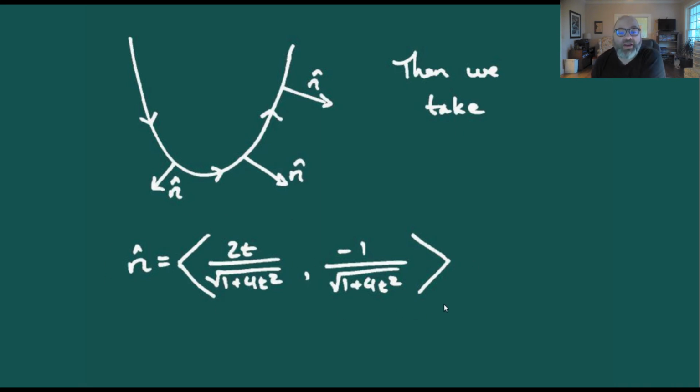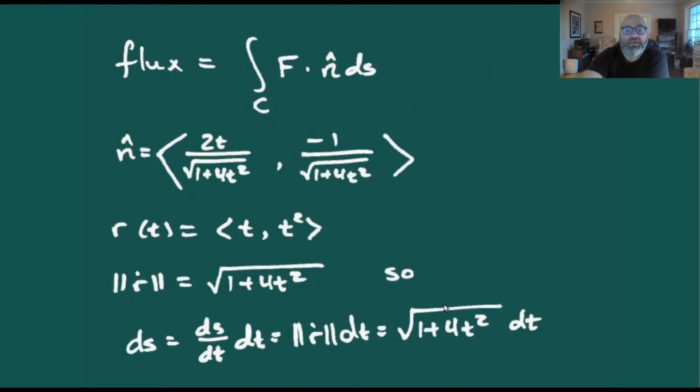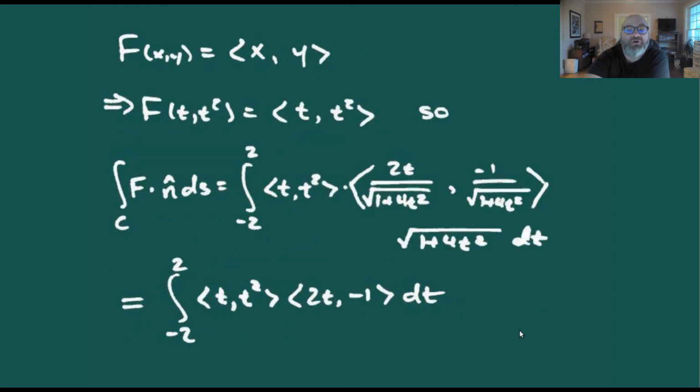Now that we've got our unit normal, we look at the flux integral. That's the integral over the curve of F dot n ds. We've got our unit normal, and our parameterization was t. Our length was the square root of 1 plus 4t squared, and so ds looks like the norm of r dot dt, which gives us the square root of 1 plus 4t squared dt.